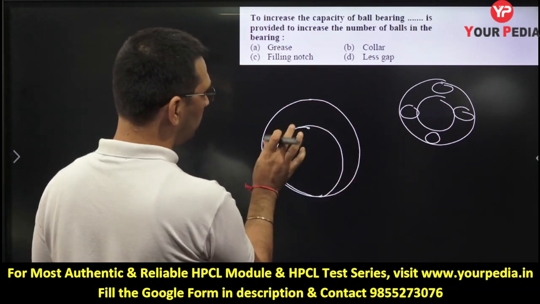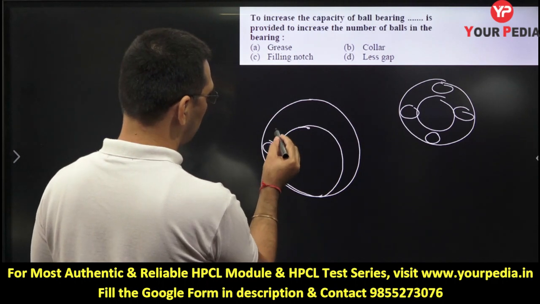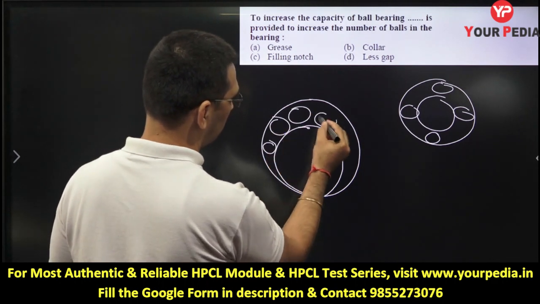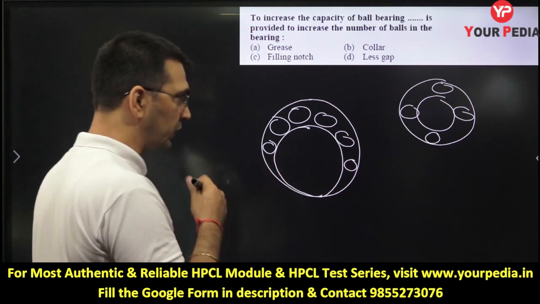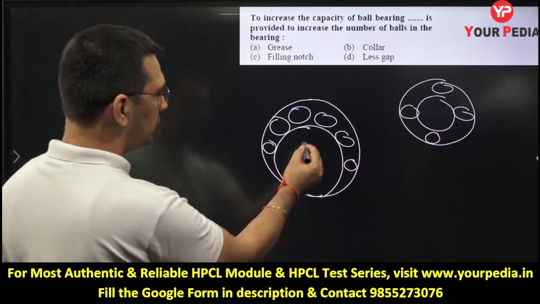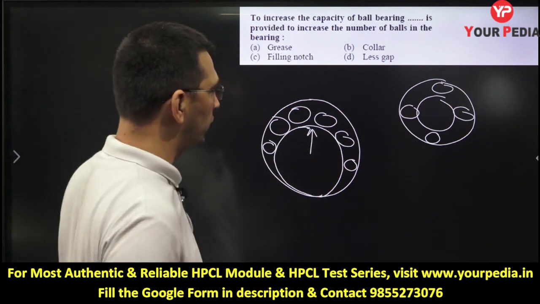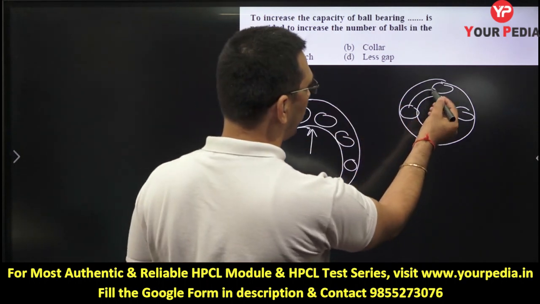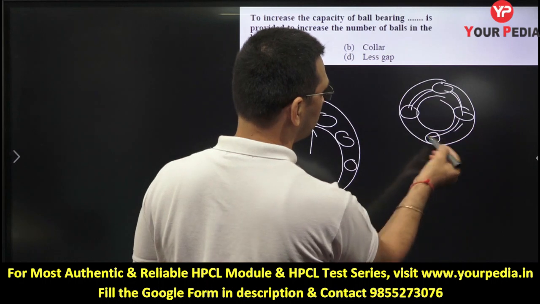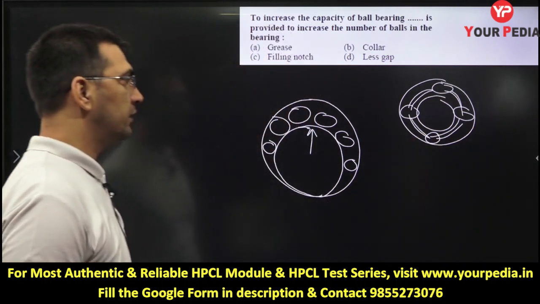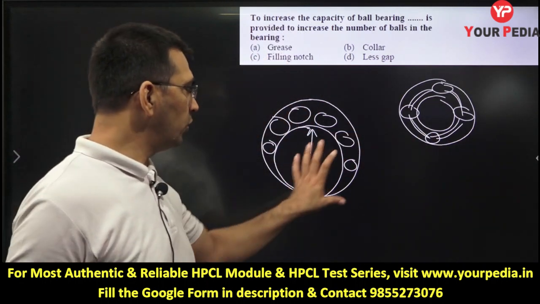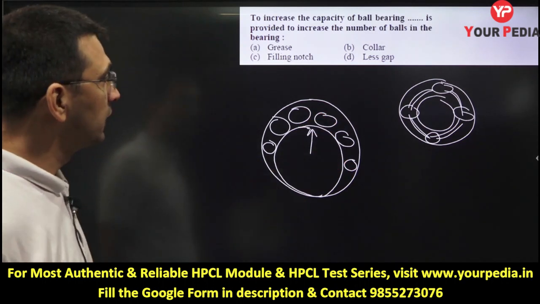And then what we do, we can manually insert one ball over here, another ball over here, another ball over here, another ball over here. That way you can insert. And then you can shift this inner ring, and therefore you can uniformly distribute these balls like this way, and then you can provide the cage this way. So this is how the arrangement is done.